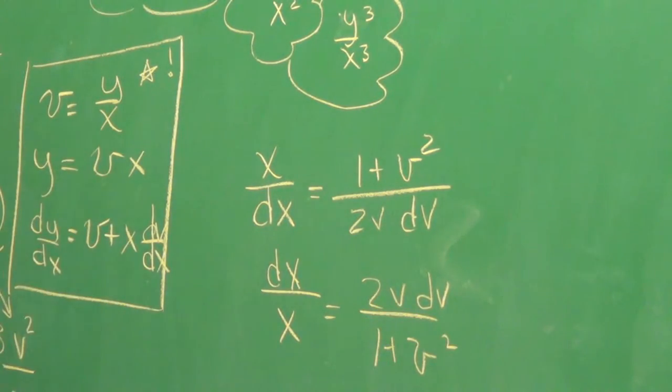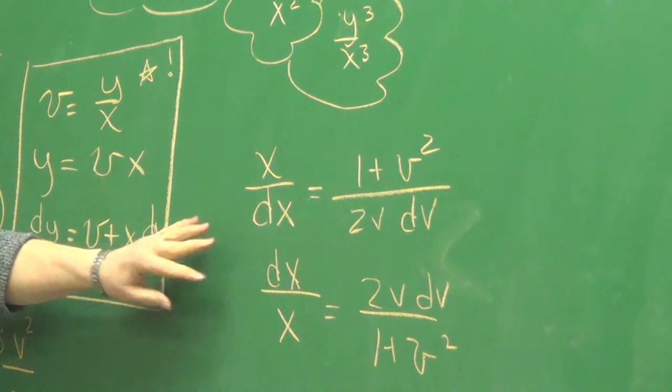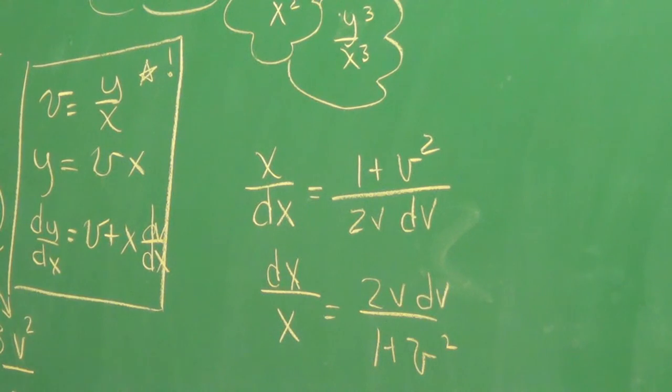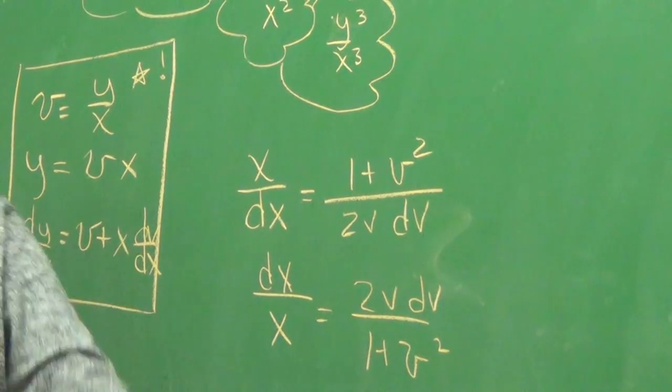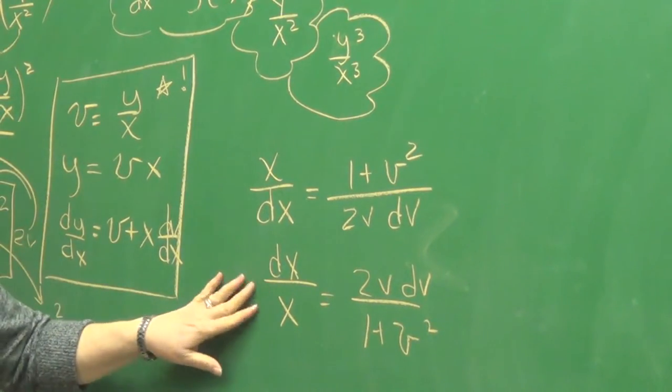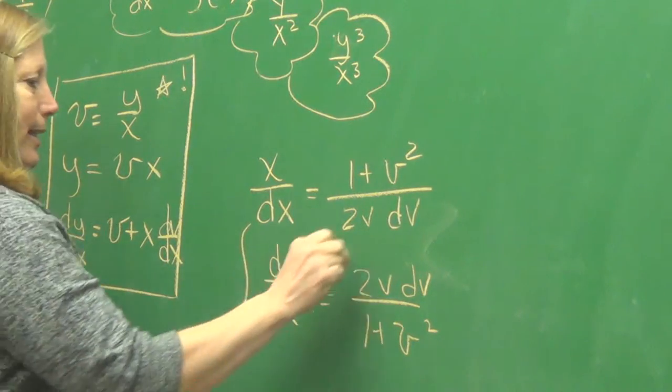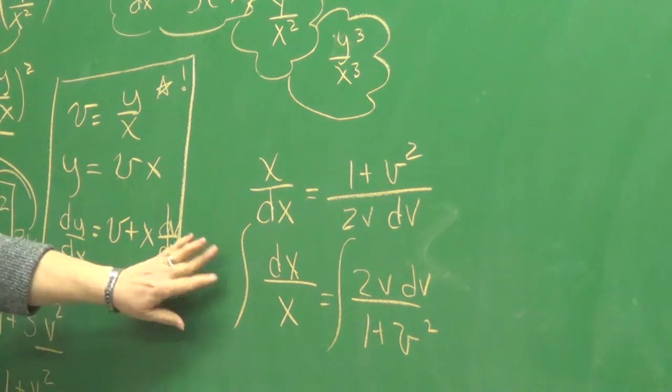All right, so we flipped both sides. So we moved all the x's to one side, all the v's and dv's to the other side. And then we flipped it to get our dx and dv in the numerator. Because what do we do at this step always? Are you with me, Aaron? Yep, integrate.